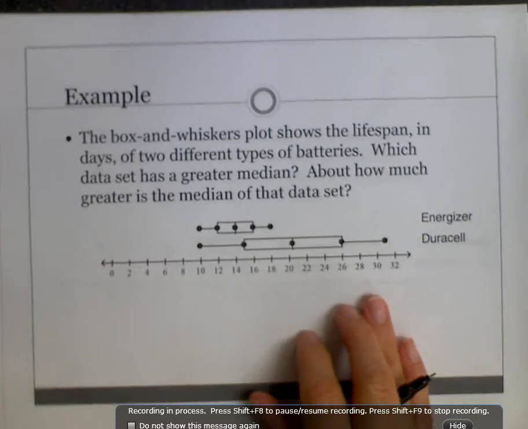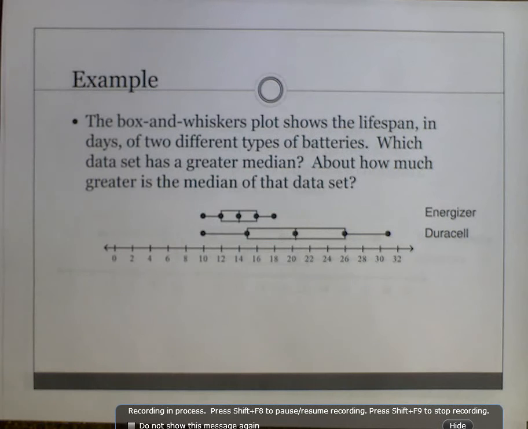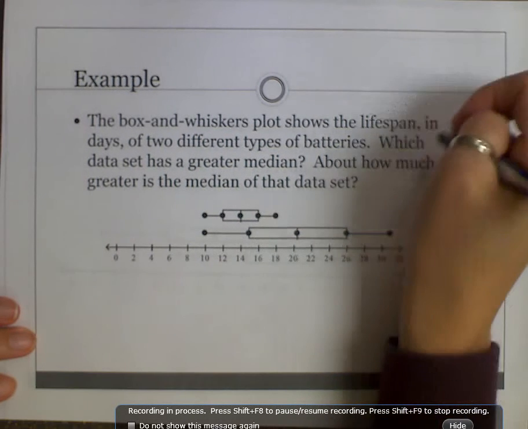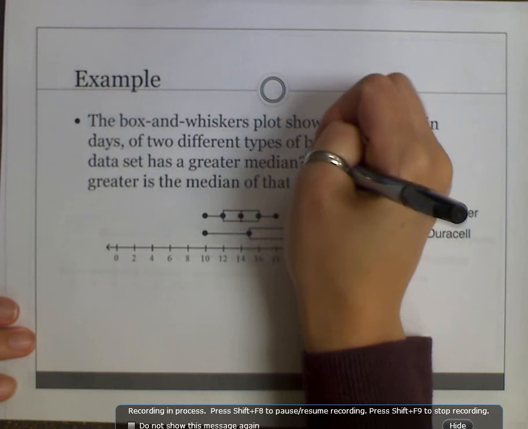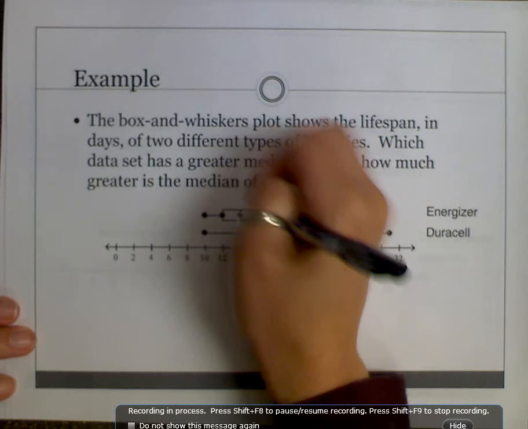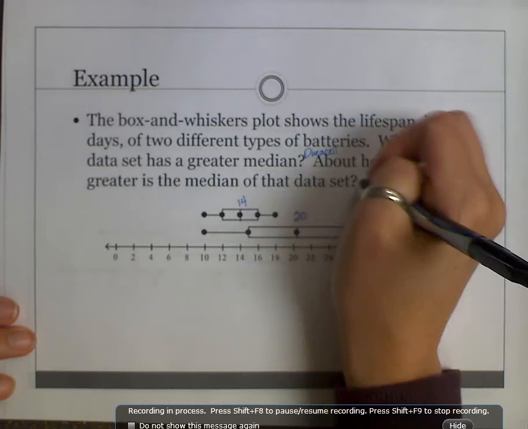All right. Now, thankfully, we have some made for us. The box and whiskers plot shows the lifespan in days of two different types of batteries. Which data set has a greater median, and about how much greater is that median for the data set? Okay, which data set has a greater median? Duracell. About how much greater is their median? This is at 20 and this is at 14, so it's about 6 more.